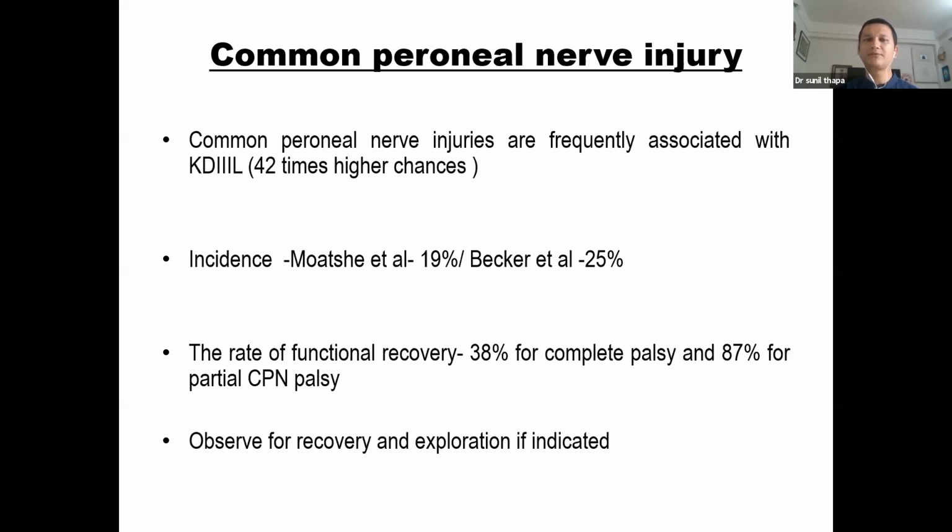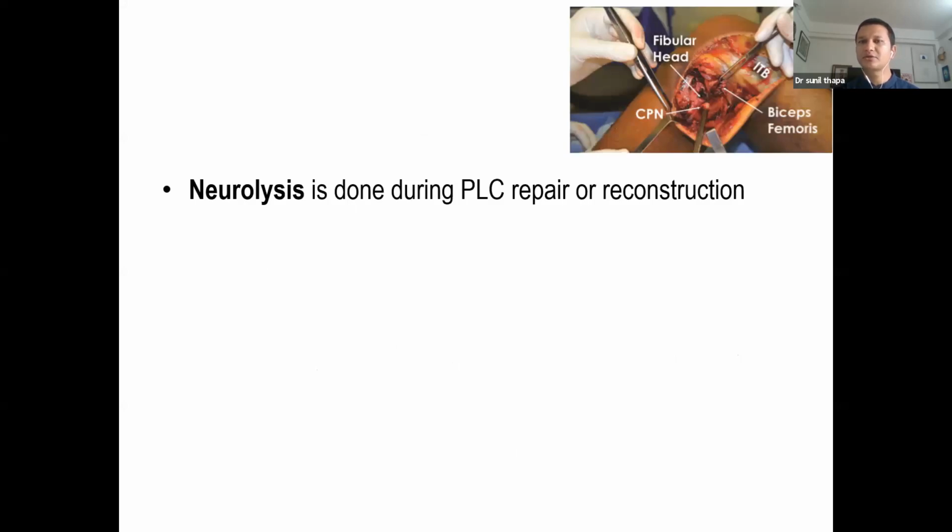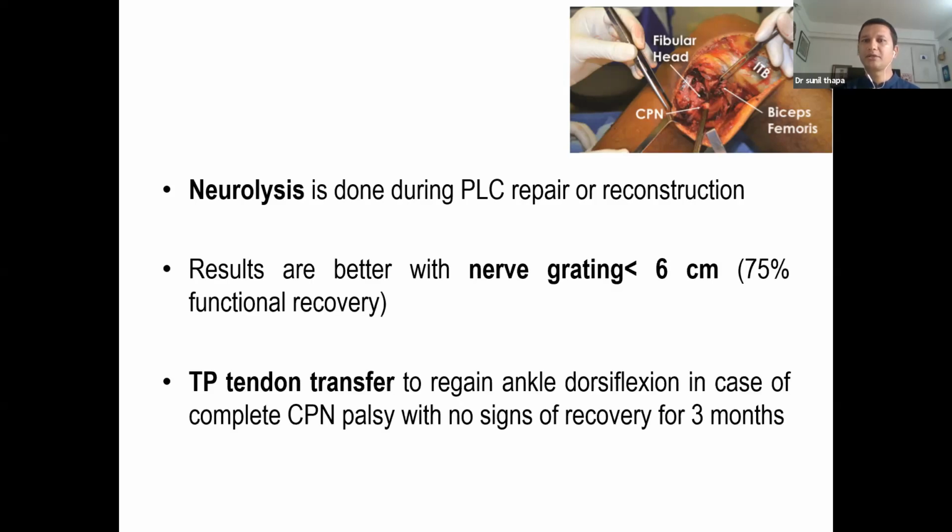And exploration is indicated if we are primarily repairing the PLC structure or reconstructing it, then at that time we have to do a neurolysis. But if the nerve function doesn't recover, then we have to go for either a tendon transfer or a nerve grafting. And nerve grafting is successful in up to 75% of cases if the nerve graft size is less than 6 centimeters. If a larger segment has to be grafted, then the recovery chance is less. And the literature says that if there is no recovery from a complete common peroneal nerve palsy after 3 months of observation, then go for a tibialis posterior tendon transfer to maintain ankle dorsiflexion, because without proper ankle dorsiflexion, any later surgery done in the knee for reconstruction will not have a good functional outcome and the patient will not be satisfied.